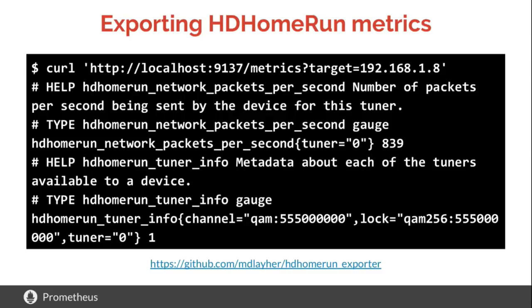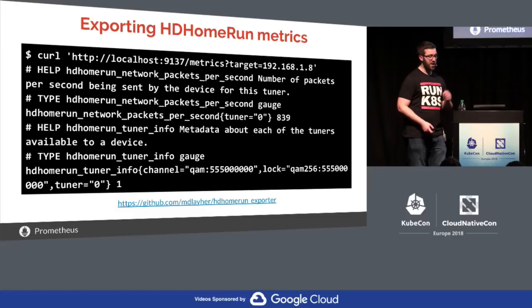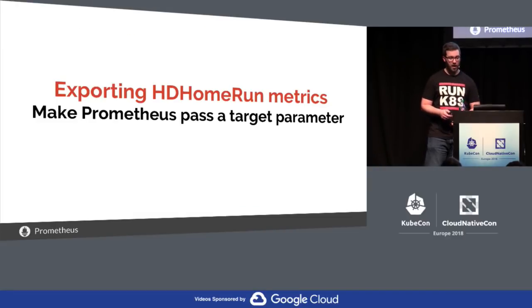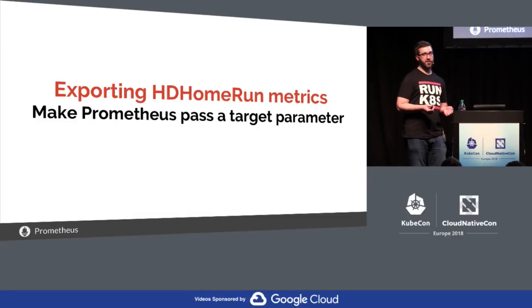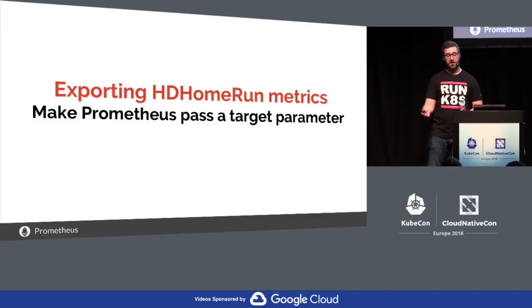We have network packets per second that shows the packets per second rate for a given TV tuner. And we also have this interesting tuner info metric. And this contains metadata about each of the tuners available to a device. And it exports a constant value of 1. More on this shortly. So if you want to configure Prometheus to actually use this thing, you have to make Prometheus pass a target parameter.